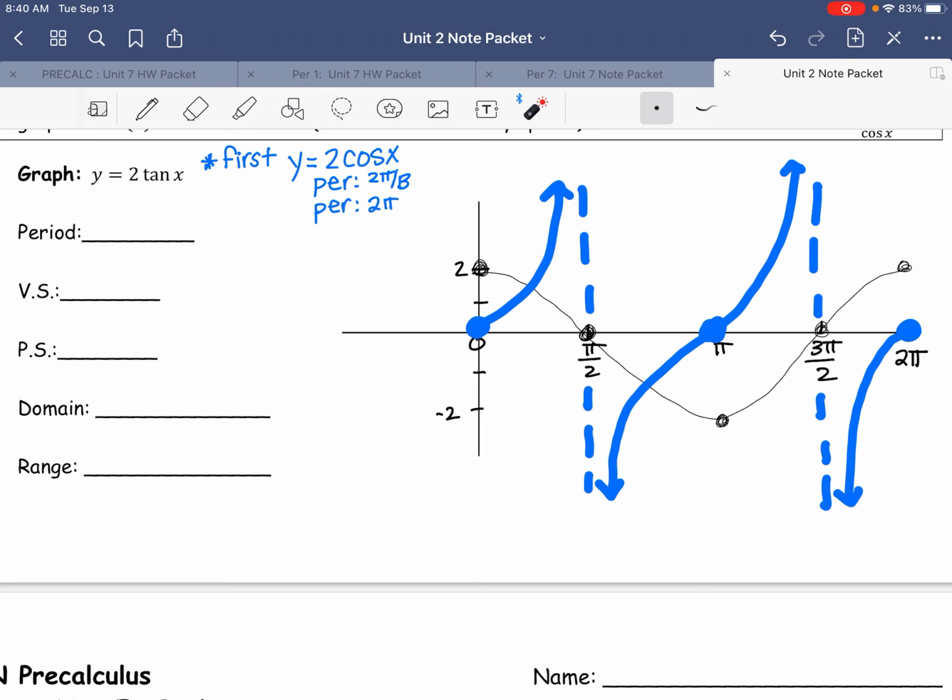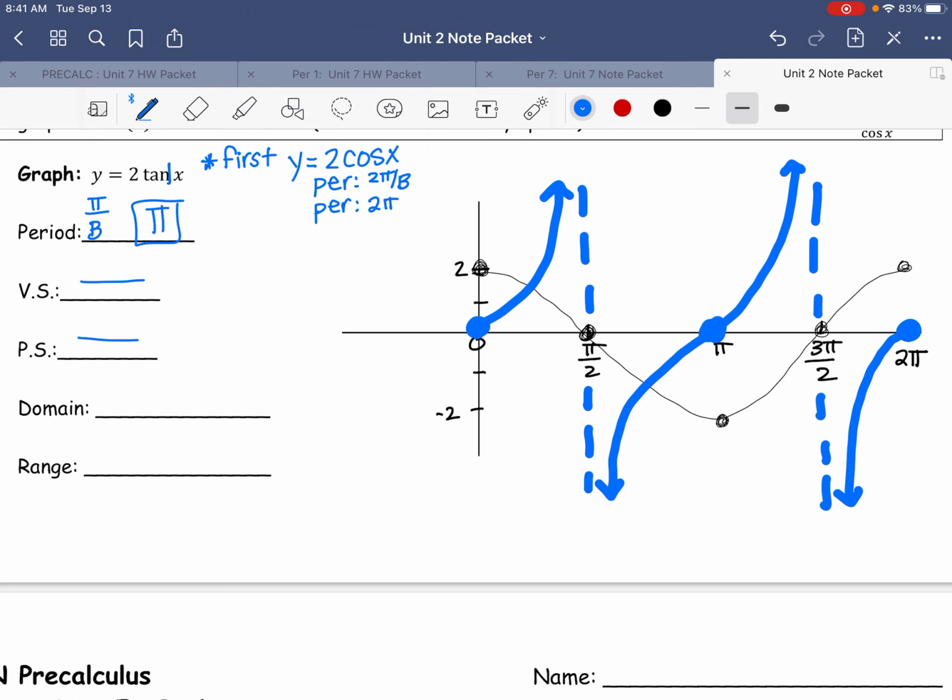Okay? So after we have it all nice and graphed, let's figure out what's going to go in these blanks over here. So the period for tangent is just pi over b. So b is 1, so it's just pi. There's no vertical shift. There's no phase shift.